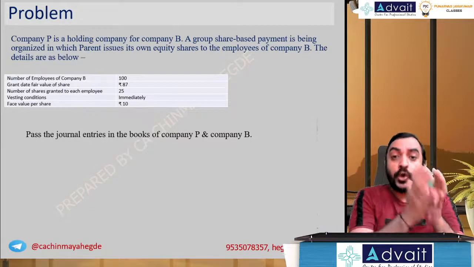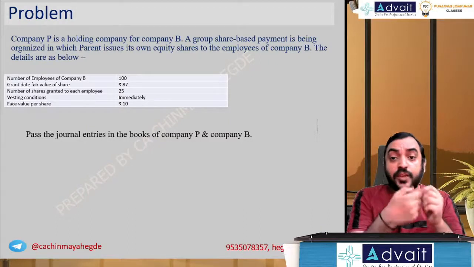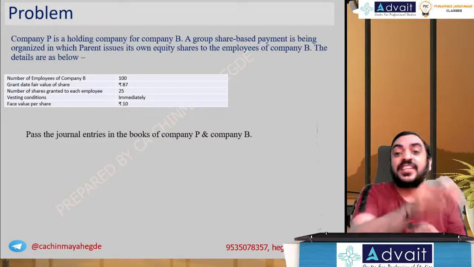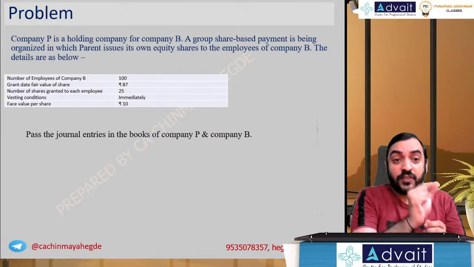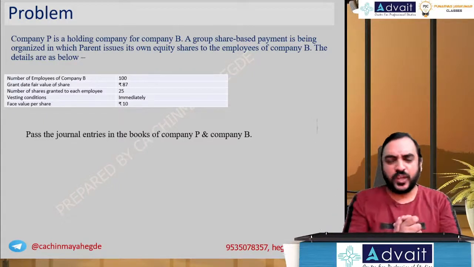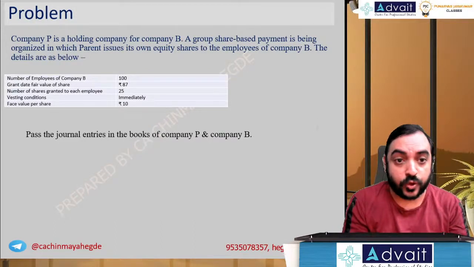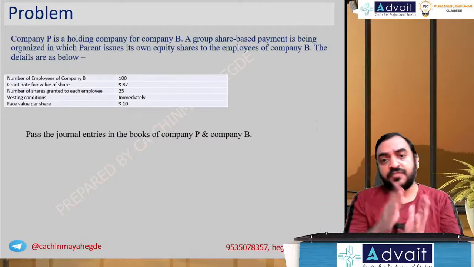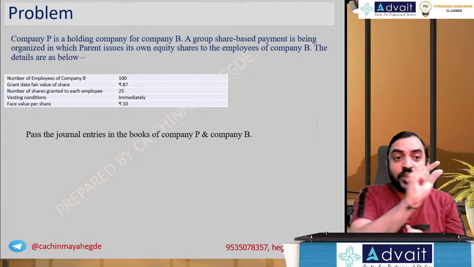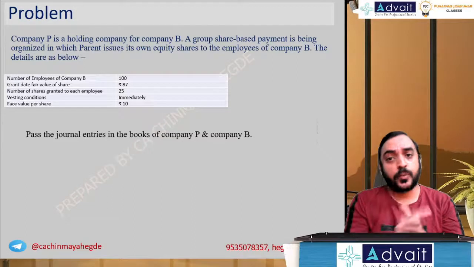So in the books of the holding company, they don't recognize an expense. It is not their expense. Instead, you recognize investment in the shares of the subsidiary company, in the nature of equity. We don't know the nominal value. Face value we know. Okay. So we know the share capital, and the balancing figure we can transfer to securities premium. So in the books of the holding company: investment in subsidiary debit, to share capital at face value, to securities premium over and above face value.